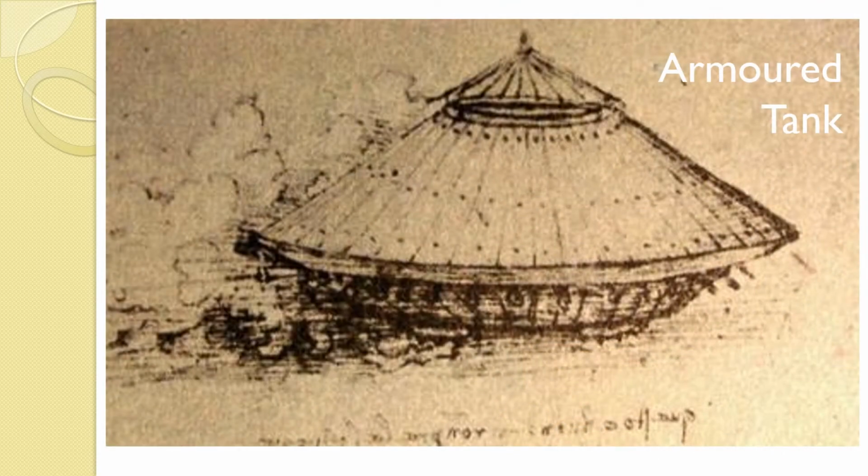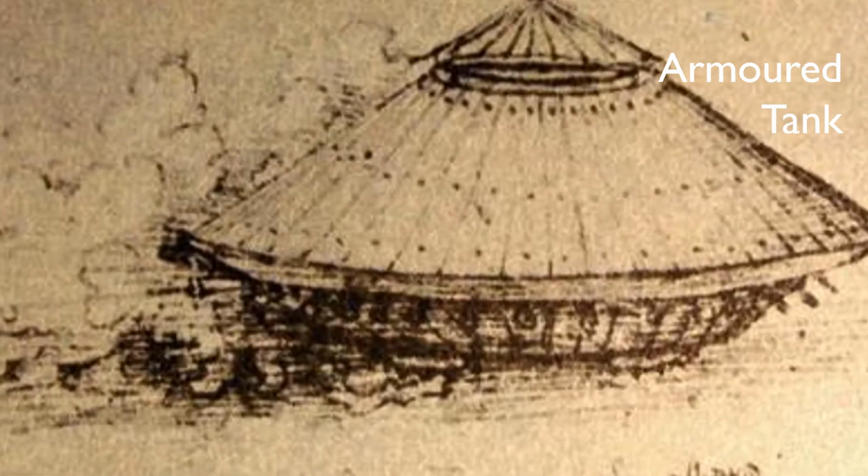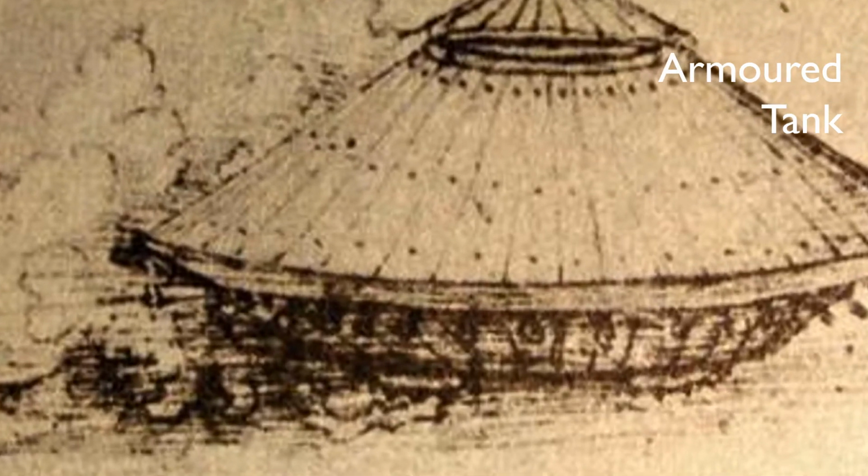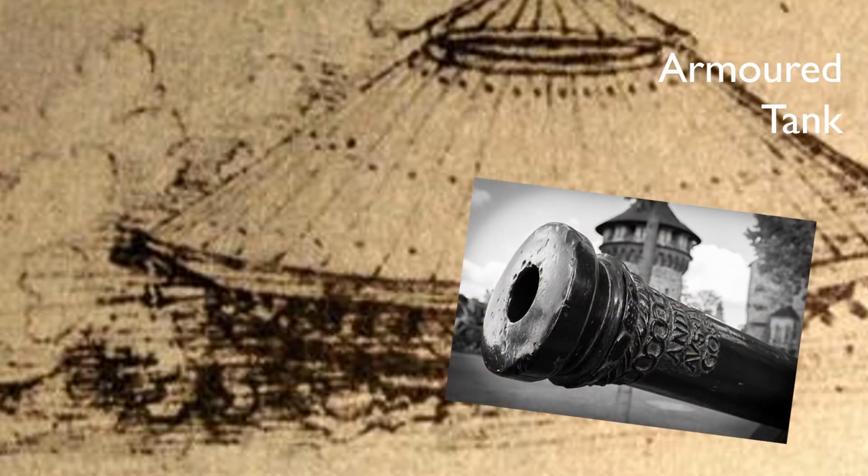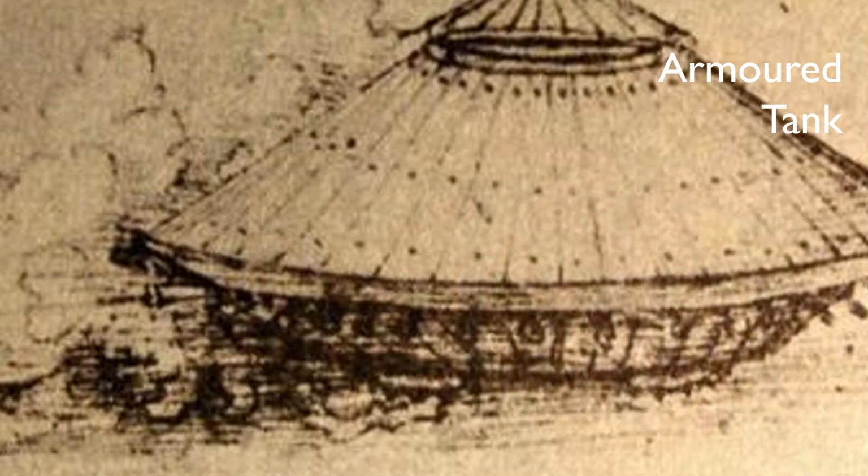One of Da Vinci's designs is of an armoured tank. The tank shell would protect 8 men inside. 4 men would fire cannons through small holes in the shell. The other 4 men would turn cranks to make the wheels move.